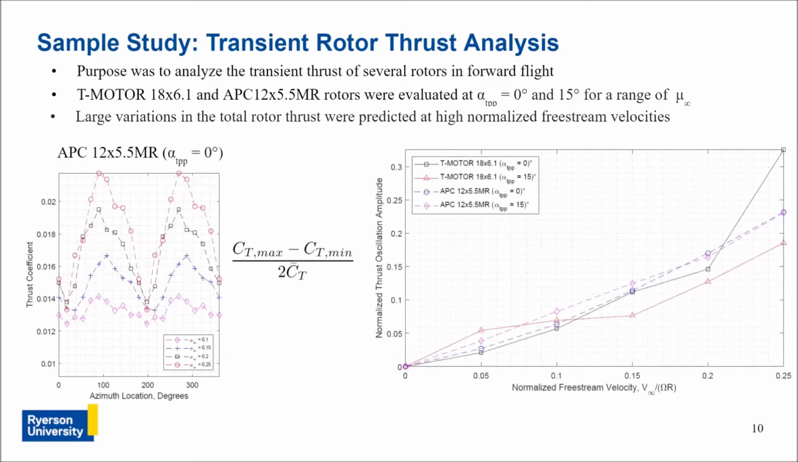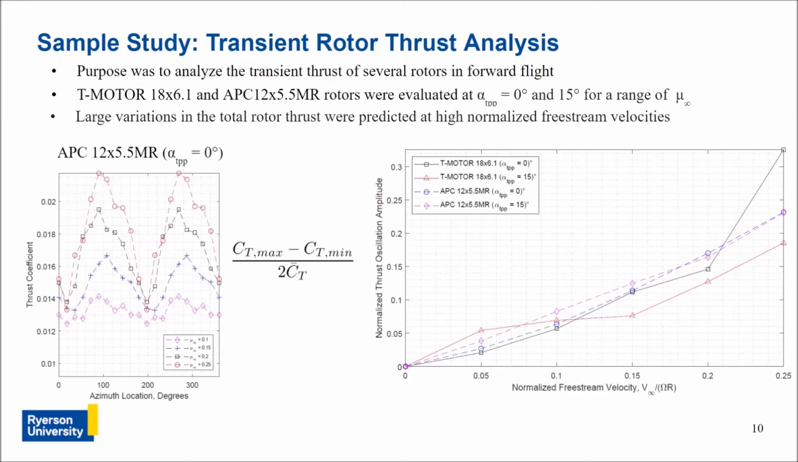Here we have this normalized thrust oscillation amplitude plotted against normalized free stream velocity for all of the data. At a normalized free stream velocity of 0, at the origin, the rotor is in hover, so we would expect 0 oscillations in the rotor thrust because there's no unsteadiness there. Then as we increase forward speed, the oscillation in the thrust grows as the transient effects become more severe. At higher forward speeds, the amplitudes are quite large.